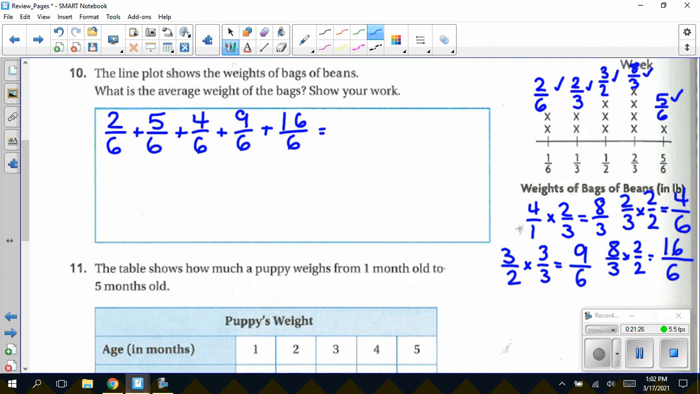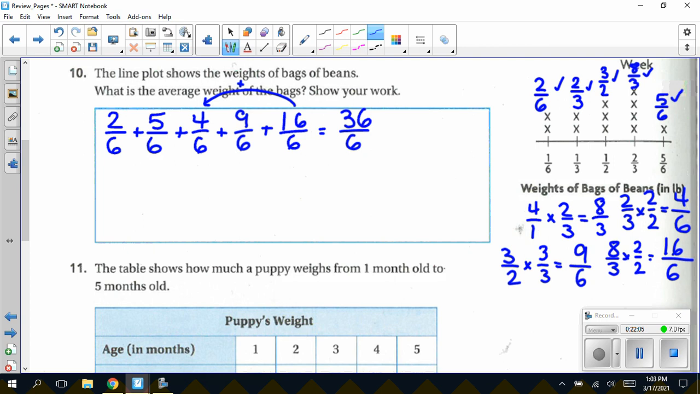So I know that when I add this together, it's still going to be a denominator of 6. I'm just going to add my numerators together. I like to make this as easy as possible. I notice that 16 plus 4 gives me 20. Then add on the 9 is 29. 29 plus 2 from the 2/6 is 31. 31 plus 5 is 36. So now I have 36 over 6.